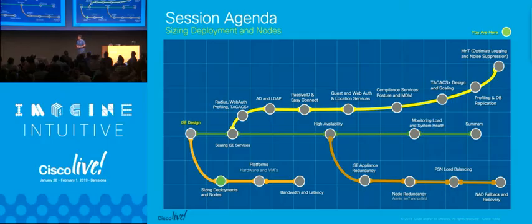All right, awesome, very good. So we talked about design. The next thing I want to touch on is sizing and deployments. Now I'll talk about what the real numbers are. How many users can I connect? What are the exact RADIUS numbers and things like that? So let's get into that.